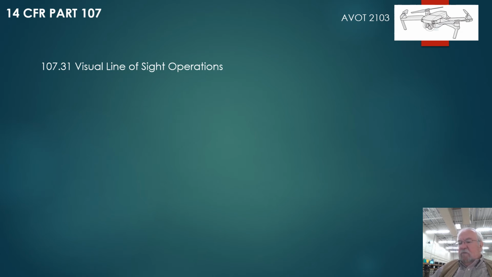Visual line of sight operations. That's part 107, paragraph 31. With vision, that simply means you have to see your drone with vision unaided by any device other than a pair of glasses or contact lenses. Also, the visual observer must principally use their eyeballs only. You may pick up binoculars or some other device to see better momentarily to check the area for other air traffic, but primarily it's got to be visual sight with your eyeballs.